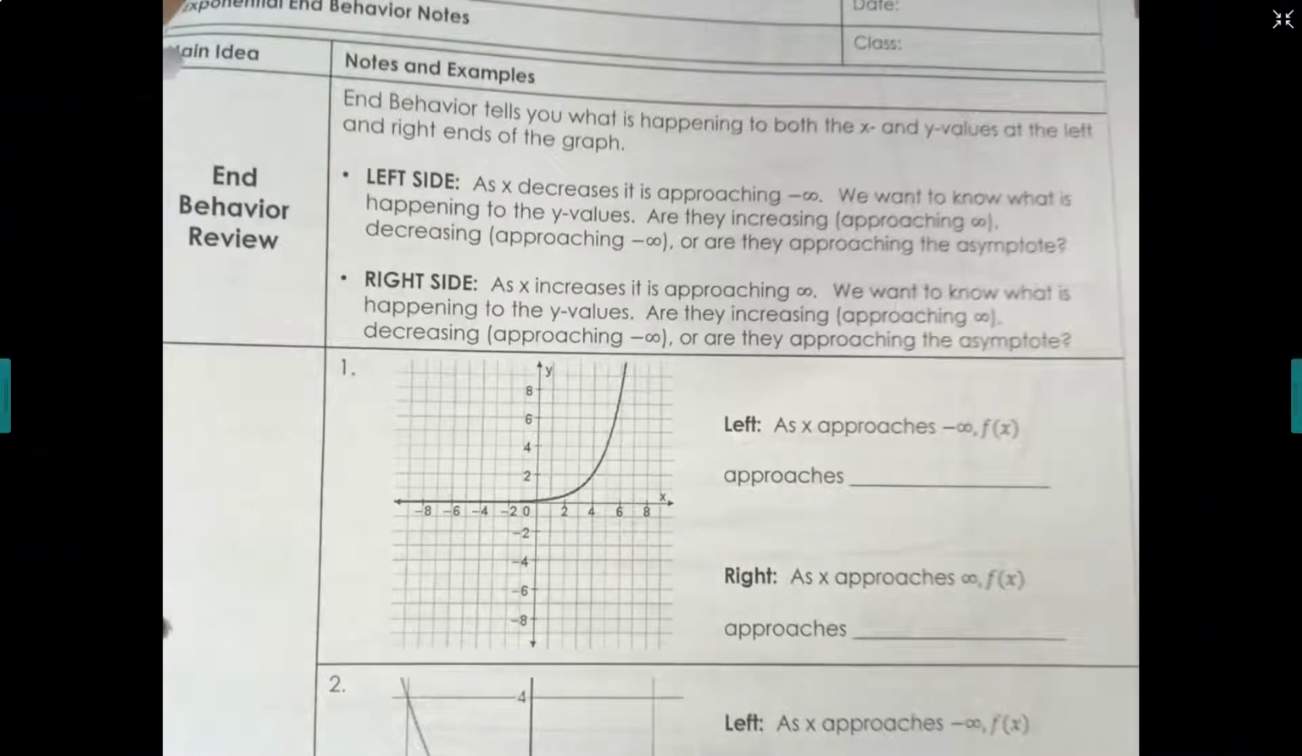This video on exponential end behavior. By the end of this video, you should be able to identify the end behavior of an exponential graph.